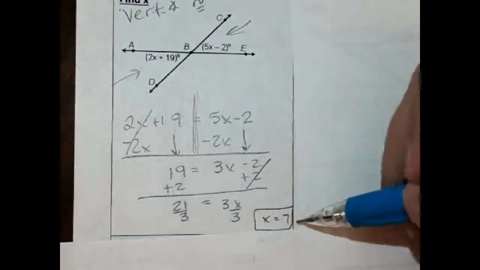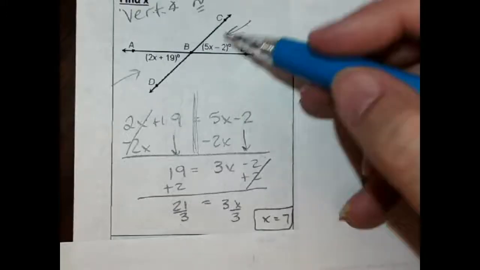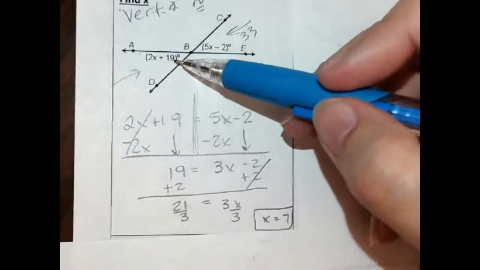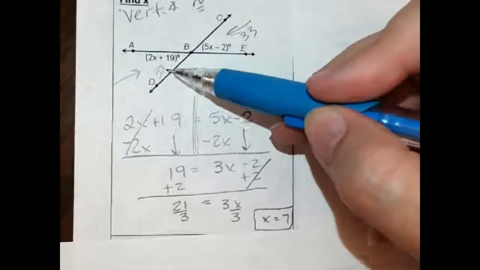Let's see. 5 times 7 is 35, minus 2 is 33. 2 times 7 is 14, plus 19 is 33. Takes 1 second to check this.